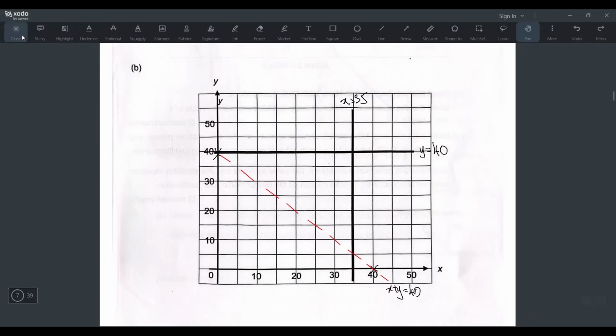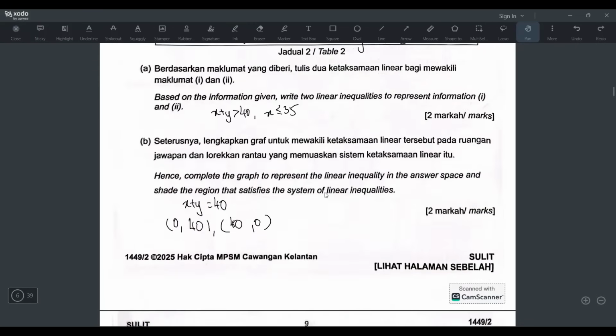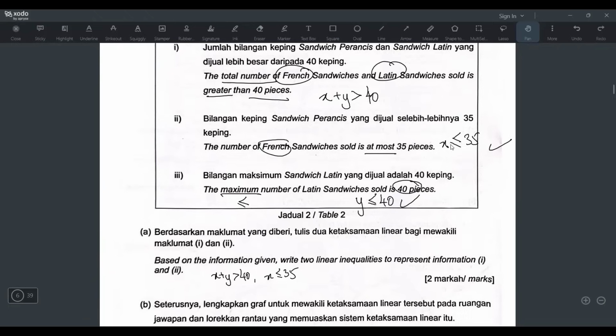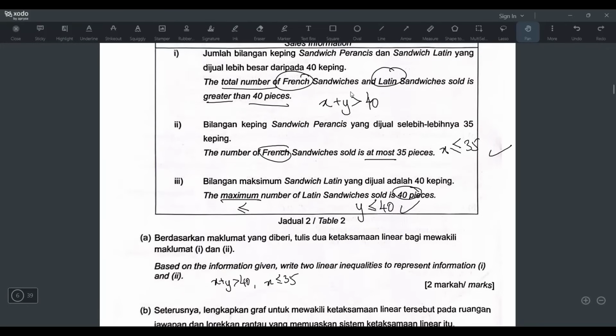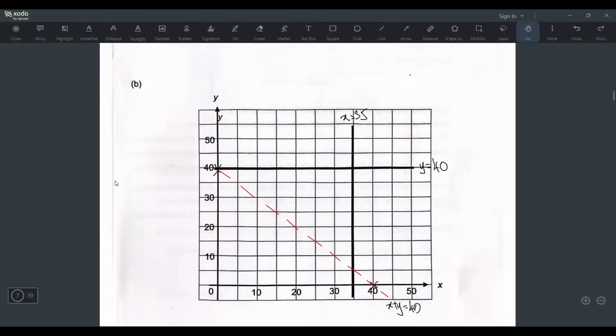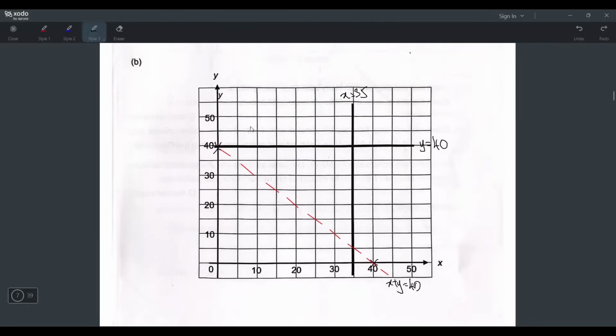Now we need to shade. We have drawn 3 lines. Now we need to shade the region. When shading the region, we need to look at bigger or smaller. If bigger, shade the region above. If smaller, shade the region below. So the first inequality says bigger, but you have to make sure the y is positive. The y is already positive, so we can look directly. Bigger means we shade above the line x plus y equals 40. So let's go to x plus y equals 40 and shade above, which means here, here, here, here. But don't shade yet.